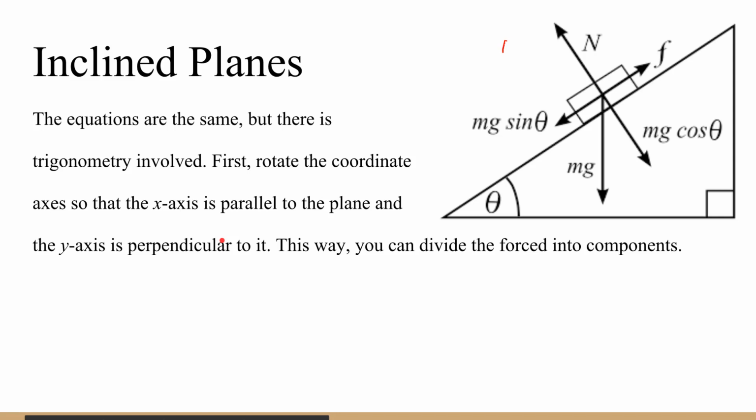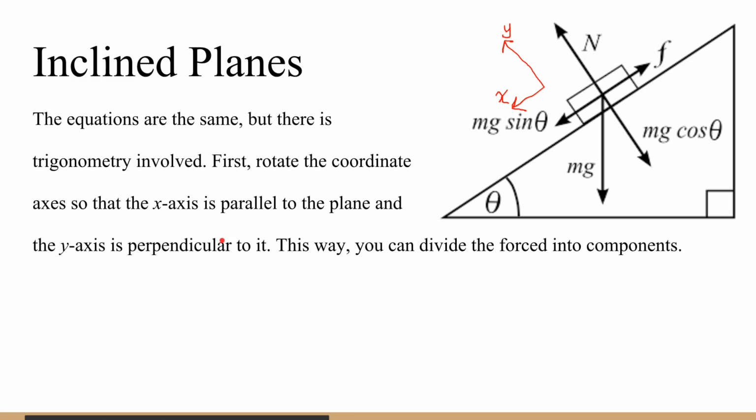So I'm going to rotate these axes. This is the x-axis, and this is the y-axis. I just rotated it so the x-axis is parallel to the plane, and the y-axis is perpendicular to the surface of the plane. So once we have this coordinate system established, in these coordinates, mg is an angled force.